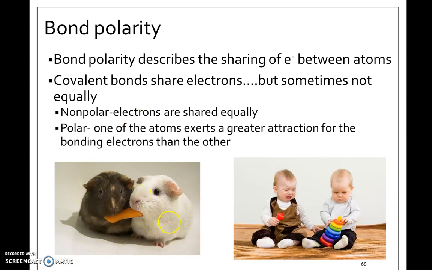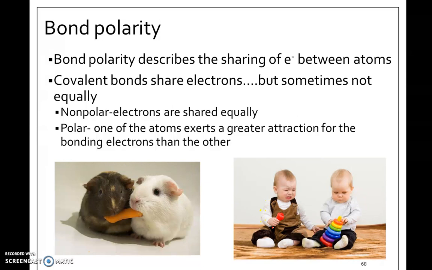So, if you look up sharing for images, it's mostly a lot of animals. There's not a lot of kids sharing equally. If you have kids, that's probably a bit more realistic. I don't have kids. I don't even have guinea pigs. But you can see that these two lovely animals are sharing a carrot. They're sharing equally. These kids are not. They have a toy. This kid has the majority of the toy. This kid has only the top of it. So while they're both playing with the same toy, one is getting a lot more out of it than the other. And we call that polarity.